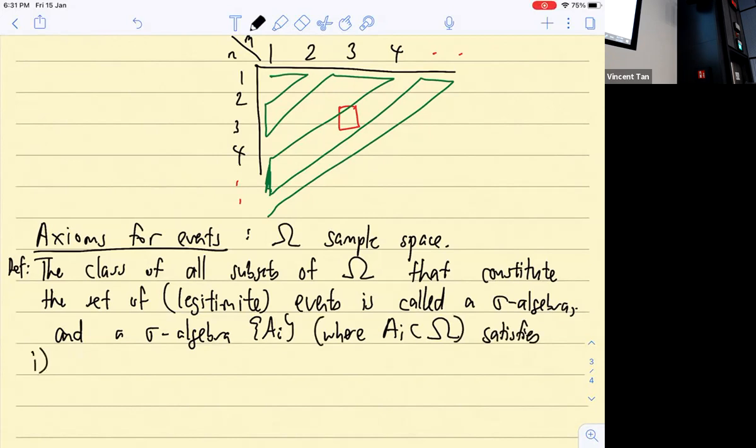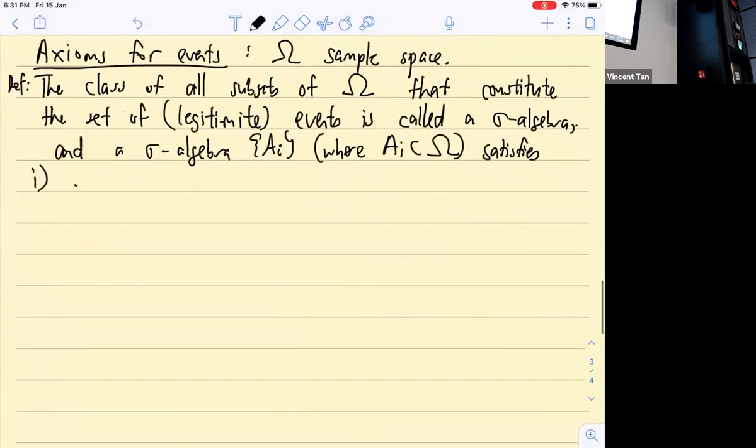three important properties. Number one, omega is an event. Does it make sense for omega to be an event? Omega is a subset of omega, because I said that subsets can be the full set. So the first thing for you to be an event is that you need to be a subset of the sample space. And omega certainly is a subset of the sample space. So the full set is an event for a set of subsets A to be a sigma algebra.